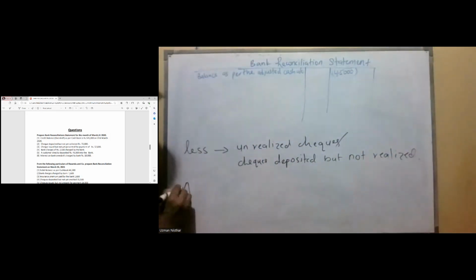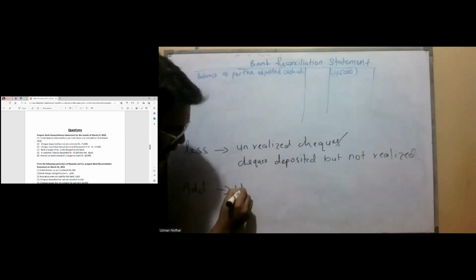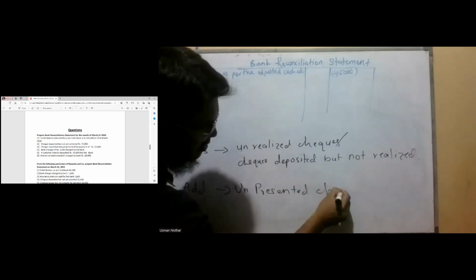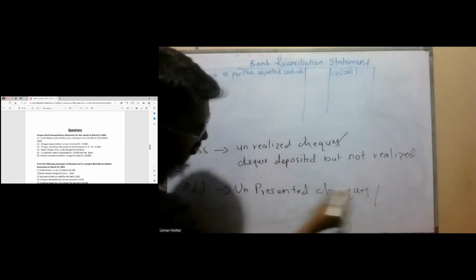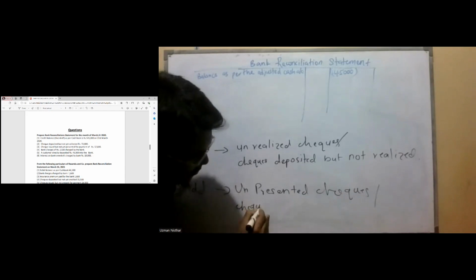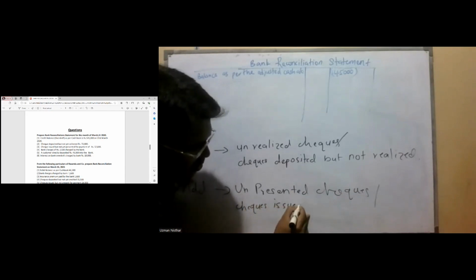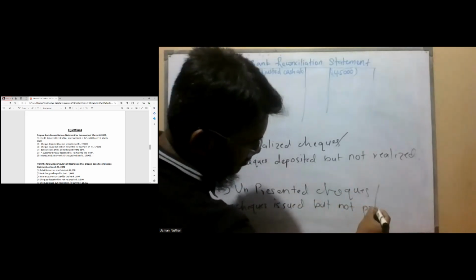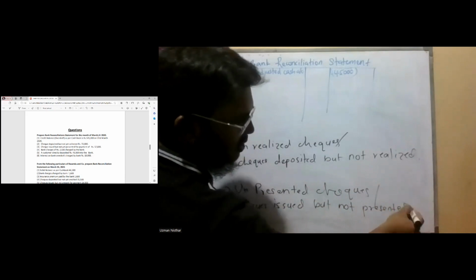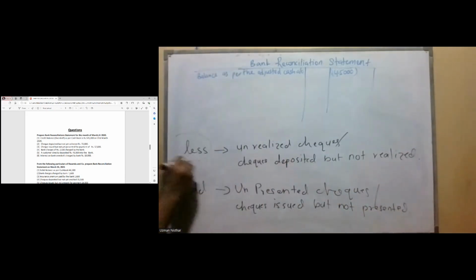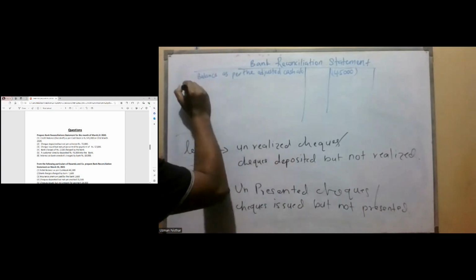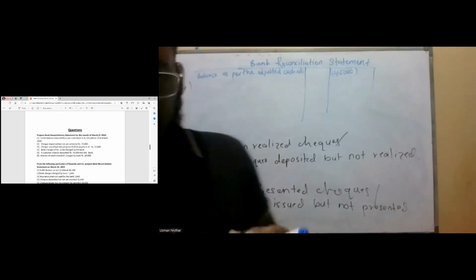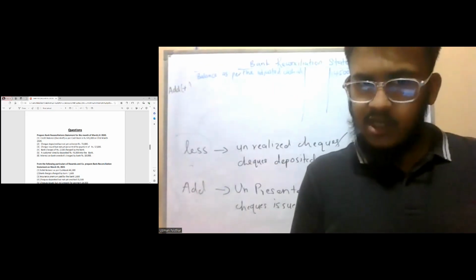And then we add unpresented checks, or checks issued but not presented. These things you should be very clear on in these situations: what you subtract and what you add. So we have to add here the unpresented checks. First of all, we have a deposited but not realized check.